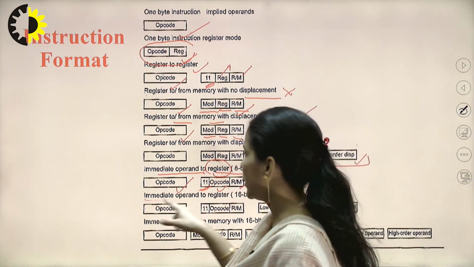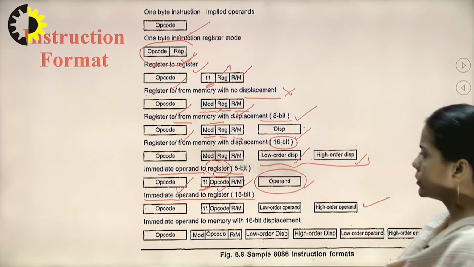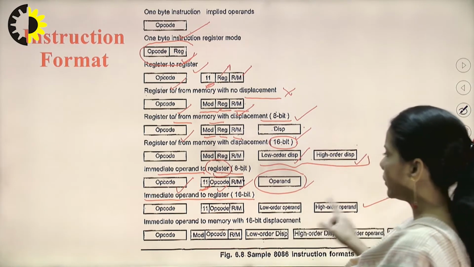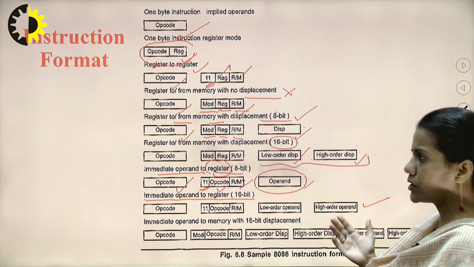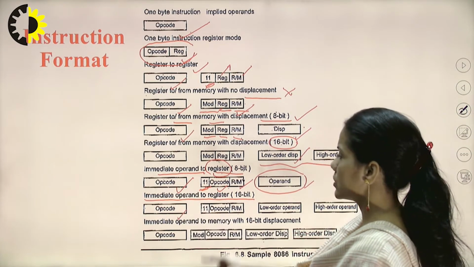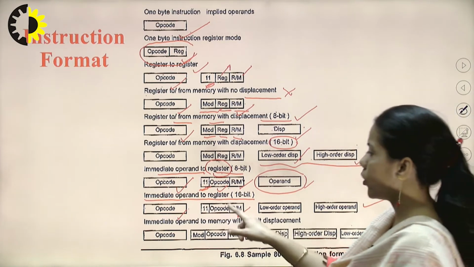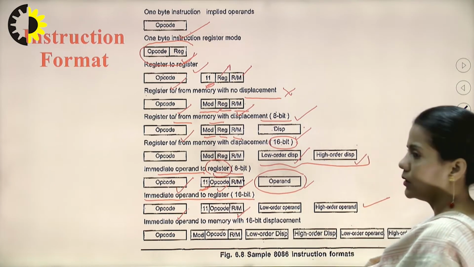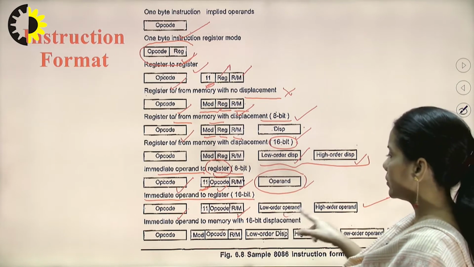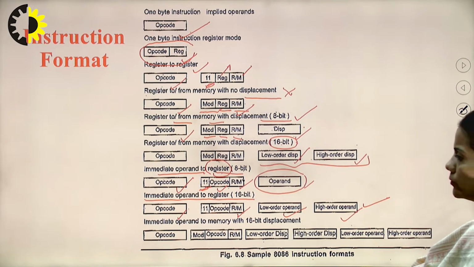Now immediate operand to register and 16 bit operand is there. So 1 more byte will be added for the 16 bit representation of operand. So this first byte represents opcode, second byte represents the mode, opcode and register / memory pointer, and third byte for lower order operand and last byte for high order operand.